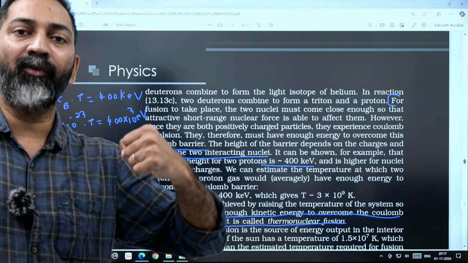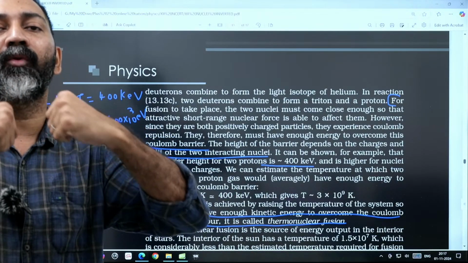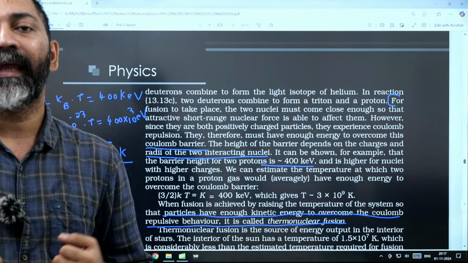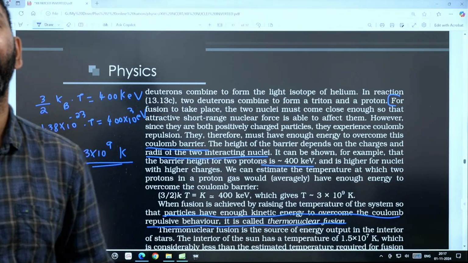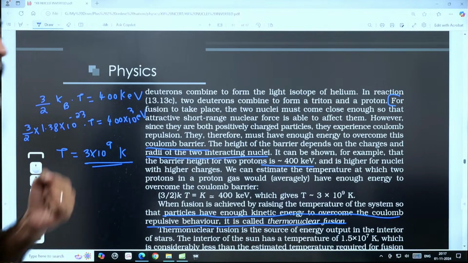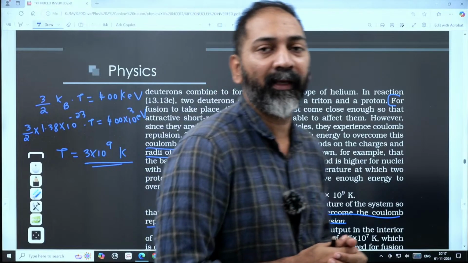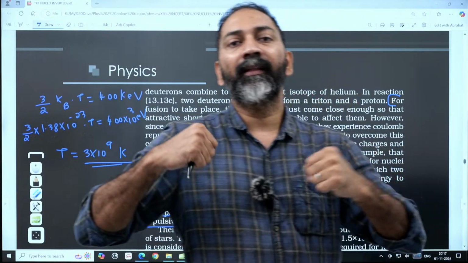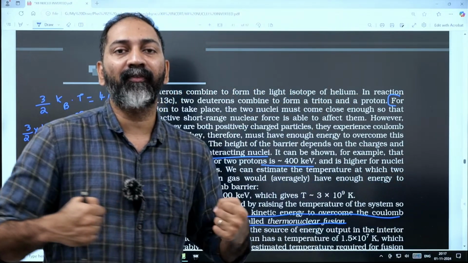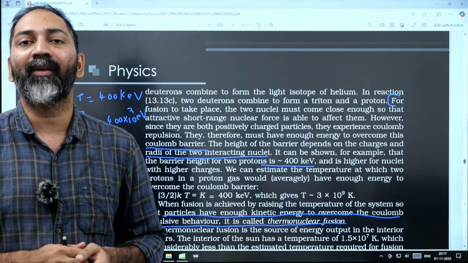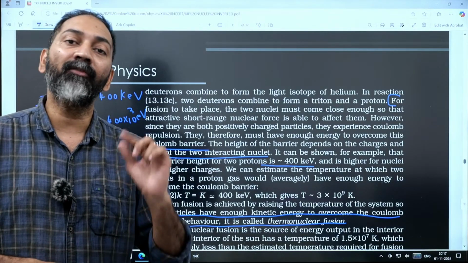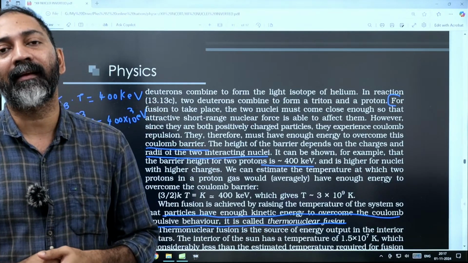Because when two nuclei come closer, there will be Coulombic repulsion. So we have to put in extra energy. These particles should have large kinetic energy to overcome that Coulombic repulsion. For example, the energy required for the fusing of two protons is 400 keV. So what should be the temperature required?